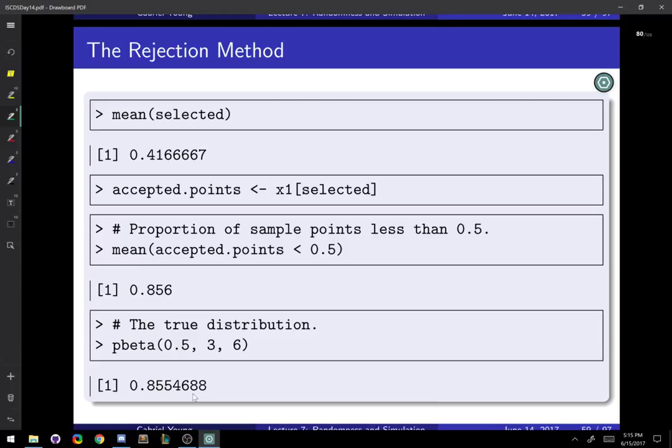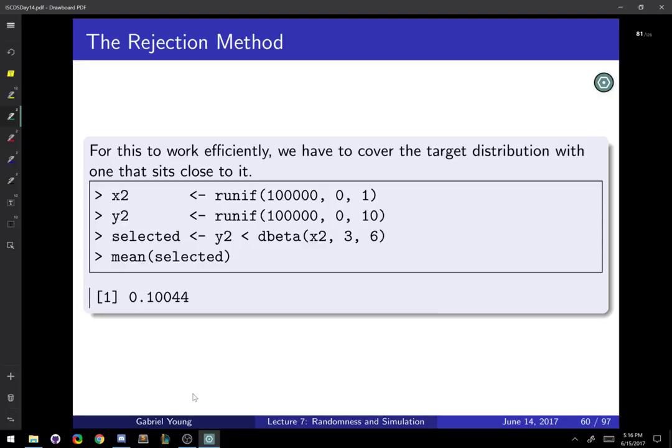To further validate this notion, and this isn't a proof per se, if you look at the proportion of sample points that are less than 0.5, specifically among the accepted points, it's about 0.856. And if you compute the true beta probability, it's also about 0.856. So this should convince you that if you keep the ones that we accept from being under the beta, these really are true betas, which is pretty interesting. Does that make sense?